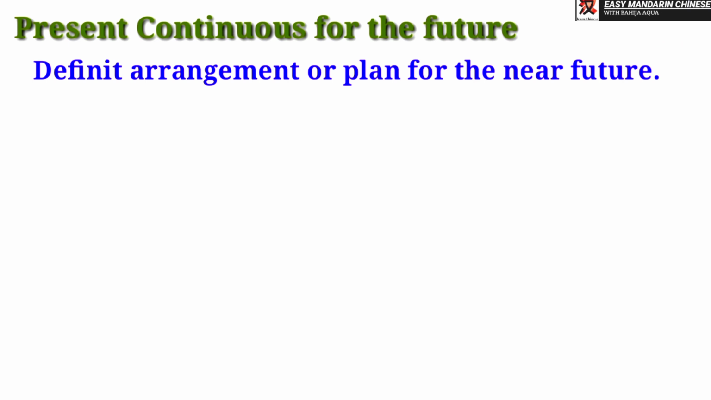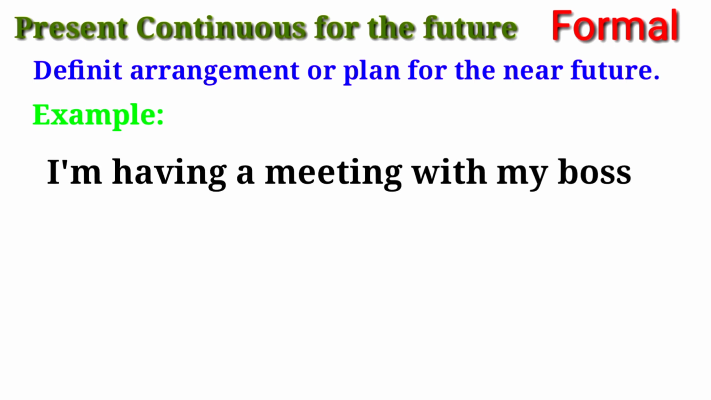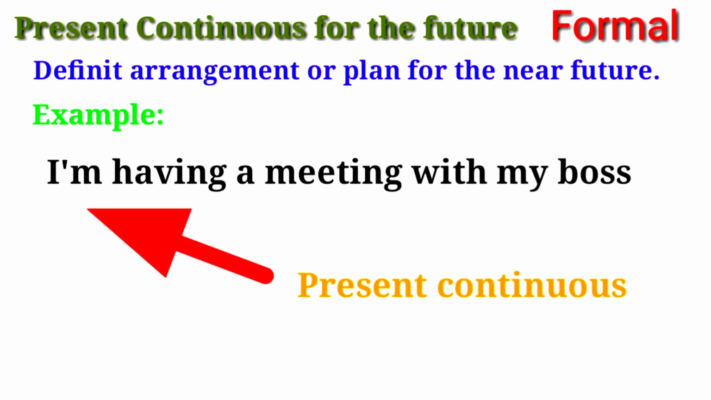There is a suggestion that more than one person is aware of the event and that some preparation has already happened. The present continuous is more formal. Example, I'm having a meeting with my boss. This is the present continuous. This is happening right now.